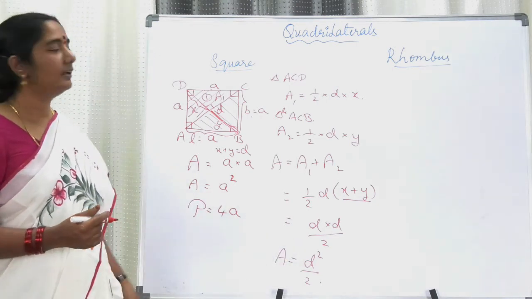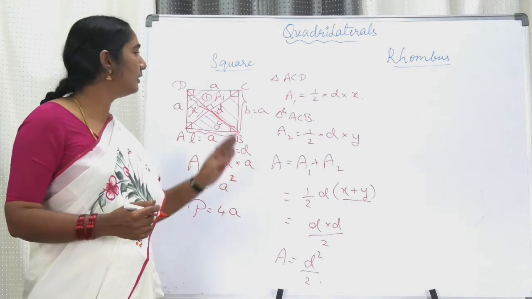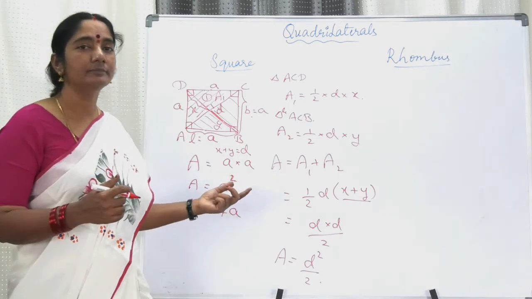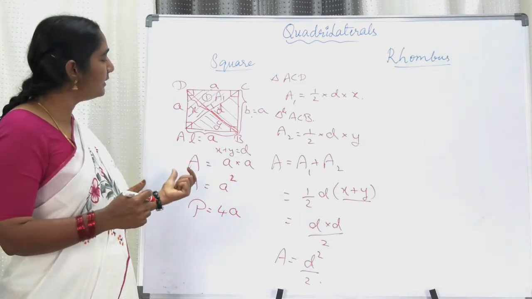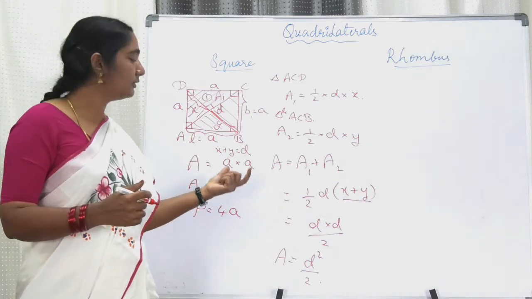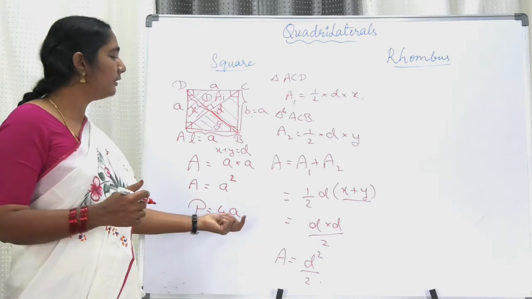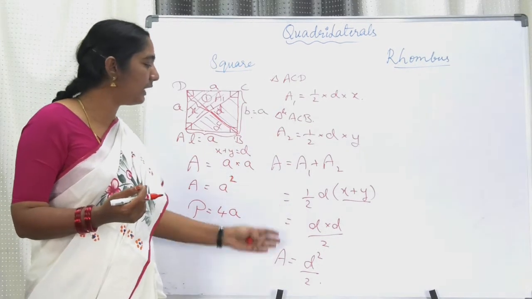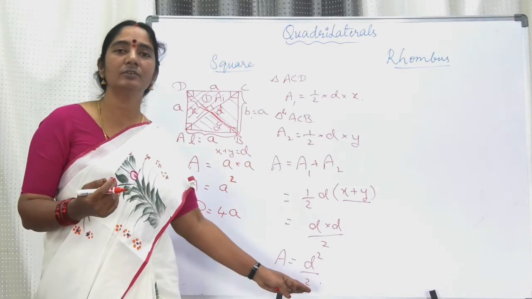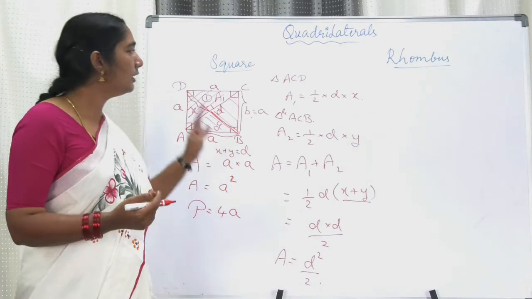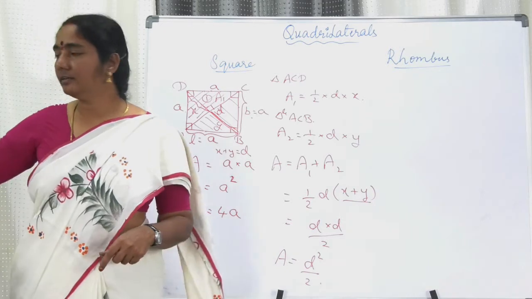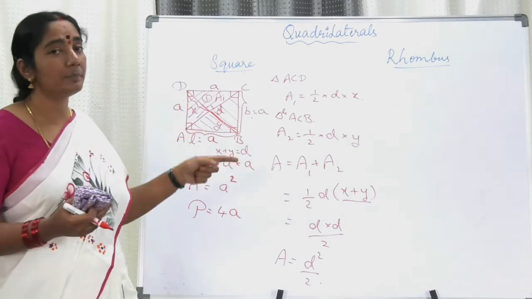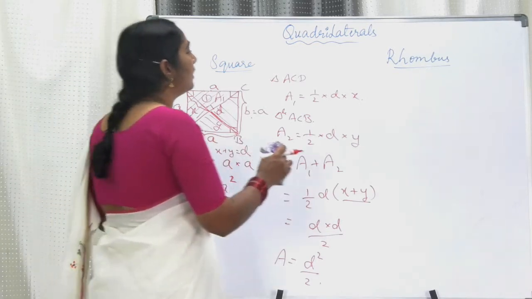So in a particular case of a square, you can find out the area if the side is given, or if the area is given, you can find out the side of a square. Perimeter is nothing but the sum of all the sides. If the diagonal is given, the area of a square is equal to d square by 2. So now I think you understood. All angles are equal to 90 degrees, very important. Diagonals are equal and they are perpendicular. This is the case of a square.